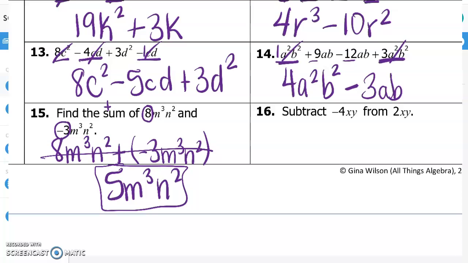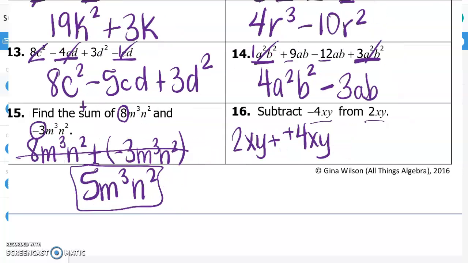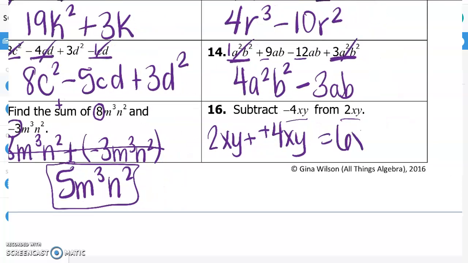Number 16 is a little bit trickier because it says to subtract this one from this one. So you need to do 2xy minus negative 4xy. So that really becomes plus positive. So your final answer is 6xy.